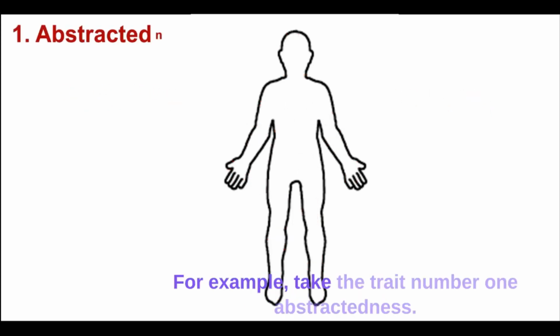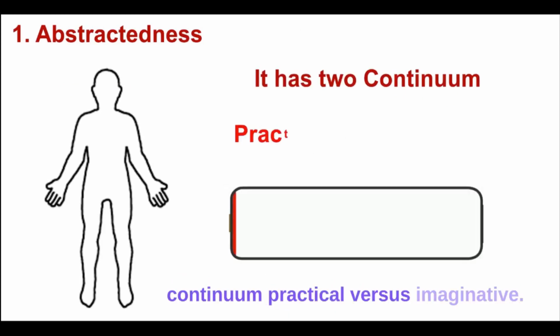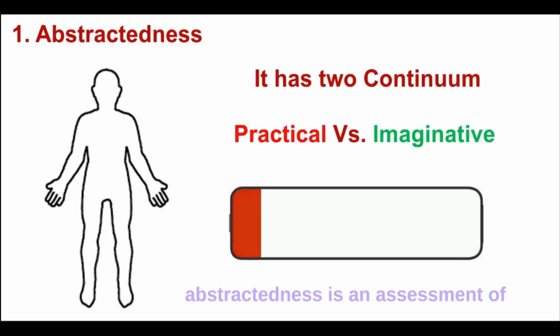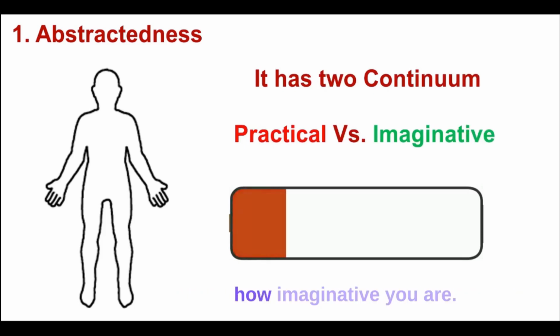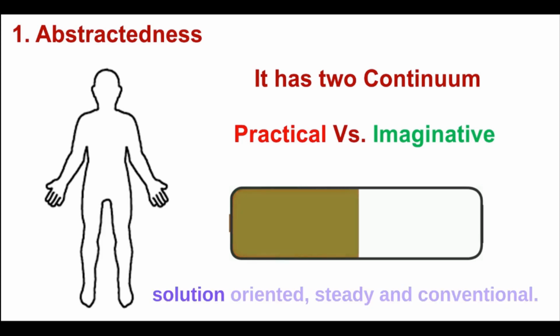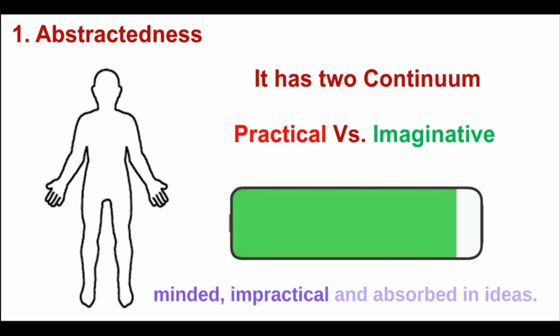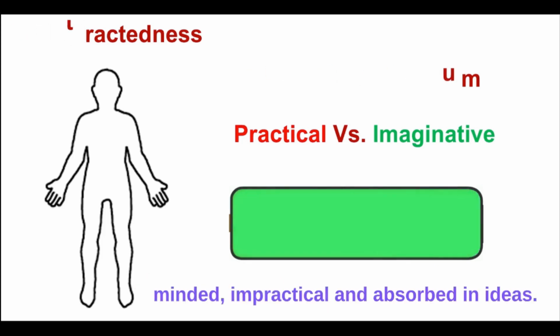For example, take the trait number 1, abstractedness. Practical versus imaginative. Abstractedness is an assessment of how imaginative you are. Low scorers are practical, grounded, solution-oriented, steady and conventional. High scorers are imaginative, abstract thinkers, absent-minded, impractical and absorbed in ideas.